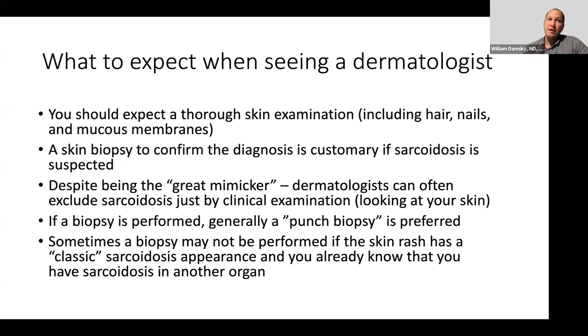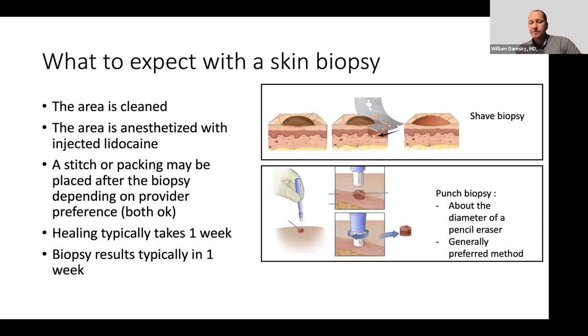If there is a suspicion that you may have sarcoidosis, a skin biopsy is typically performed, and I'll talk about that on the next slide. Rarely or occasionally, a skin biopsy may not be performed. If your rash looks like sarcoidosis to a dermatologist, or if you already have a diagnosis of sarcoidosis in other organs, it may not be biopsied under those circumstances.